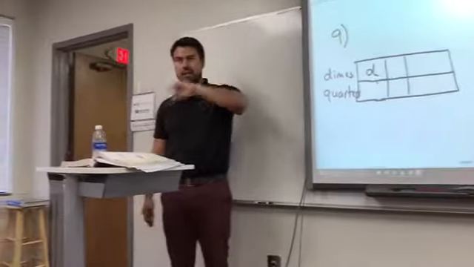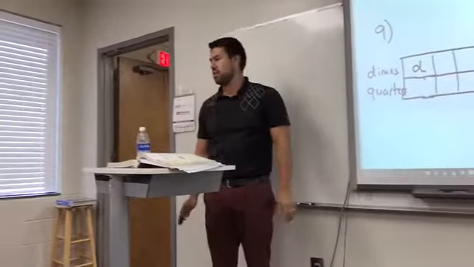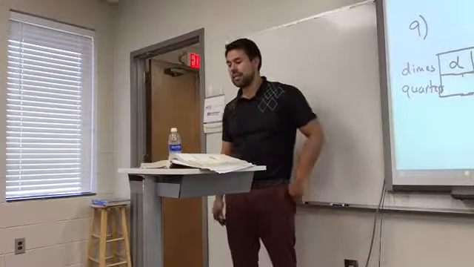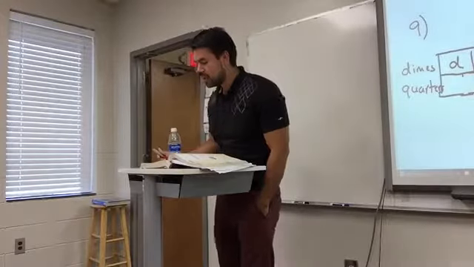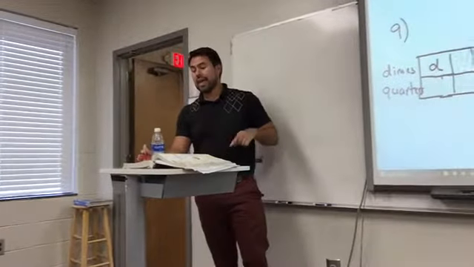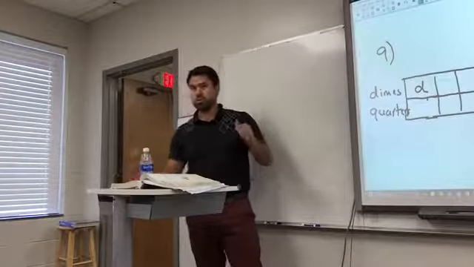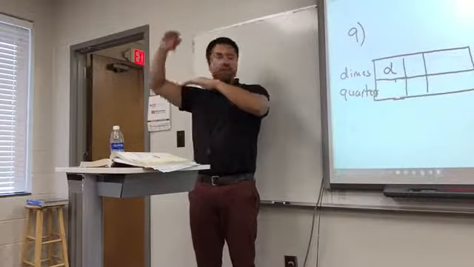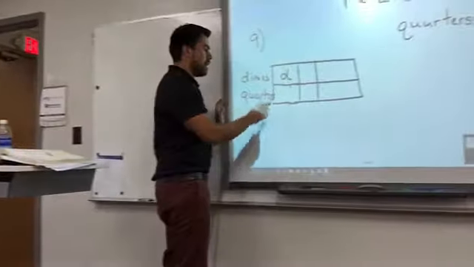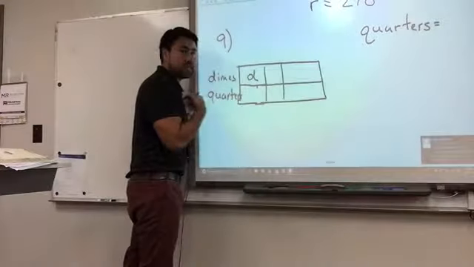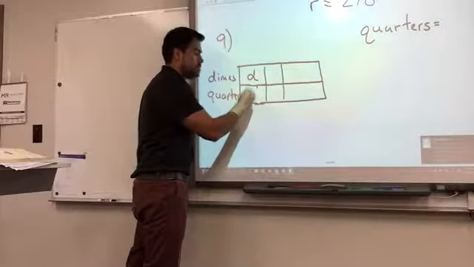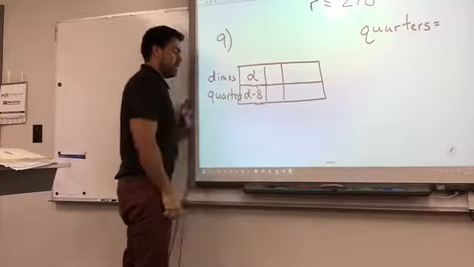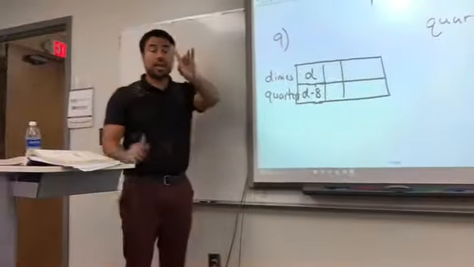Does it say anything about the two? It says something in those couple sentences. She has 8 more dimes than quarters. So which one does she have more of? Dimes or quarters? Dimes. So if this is D for dimes, how would you describe quarters using D? D minus 8.